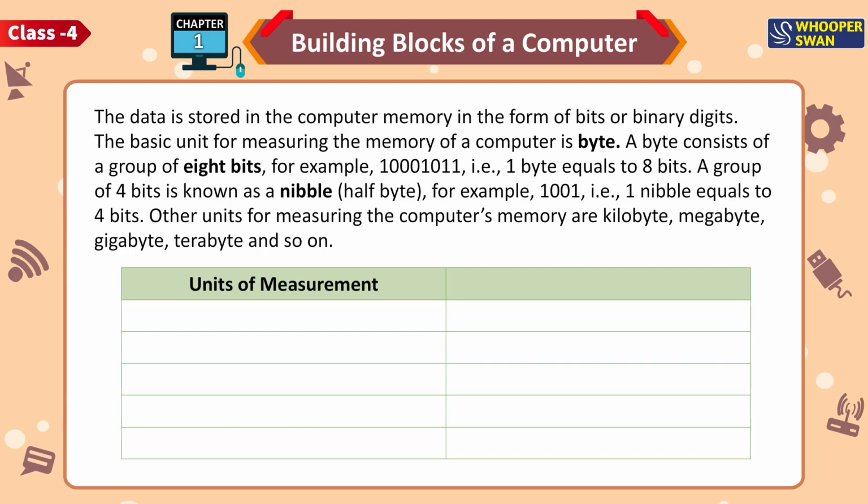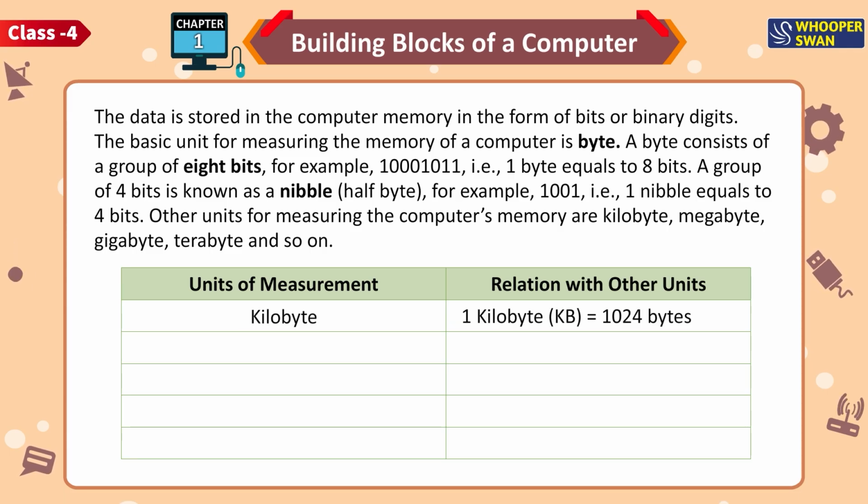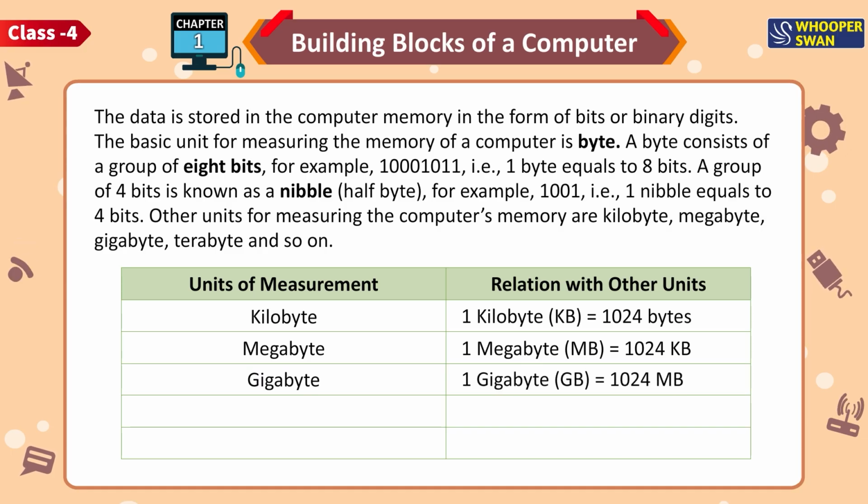Units of measurement. Relation with other units. Kilobyte. 1 kilobyte KB is equal to 1024 bytes. Megabyte. 1 megabyte MB is equal to 1024 KB. Gigabyte. 1 gigabyte GB is equal to 1024 MB. Terabyte. 1 terabyte TB is equal to 1024 GB.